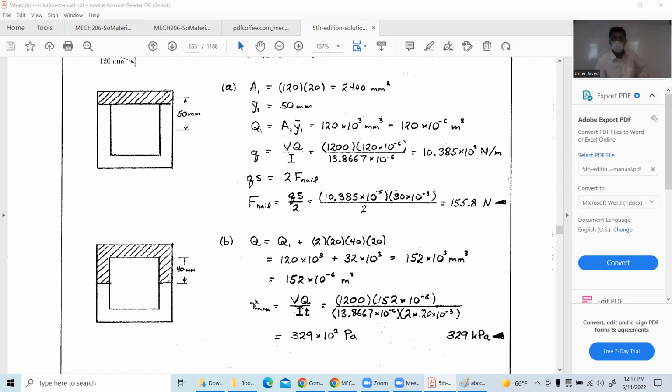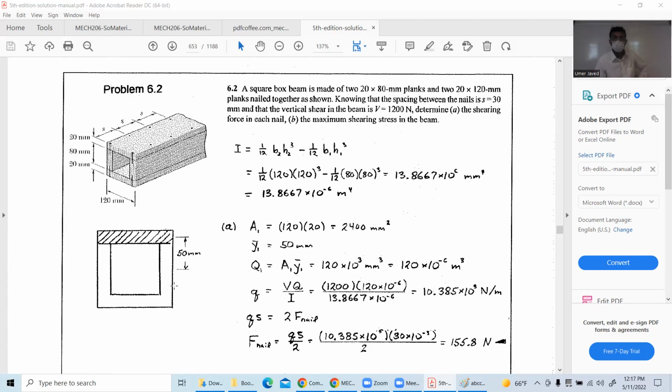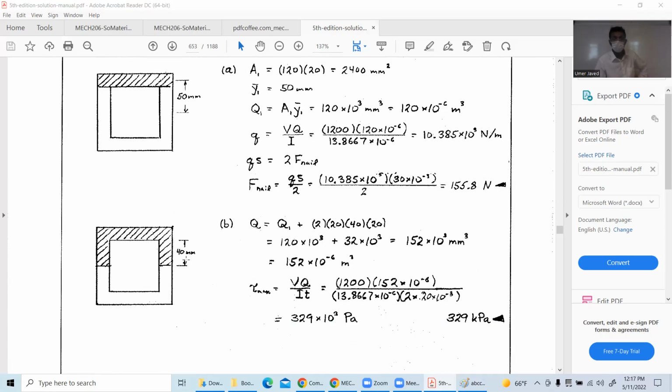What is the thickness T? The contact. I suppose this is, I don't know, 20. Yeah, I think so. 20. Yeah, 20 by 80 and 20 by 120. This is 20. This is 20. You multiply with the 2. Questions?